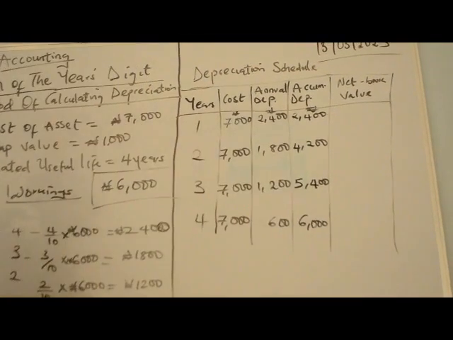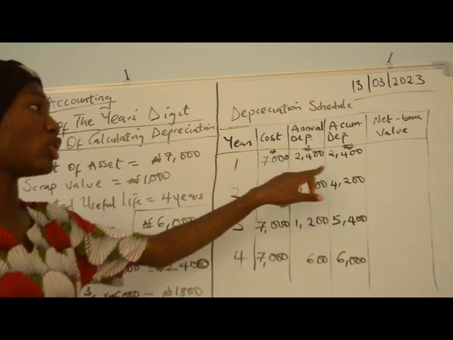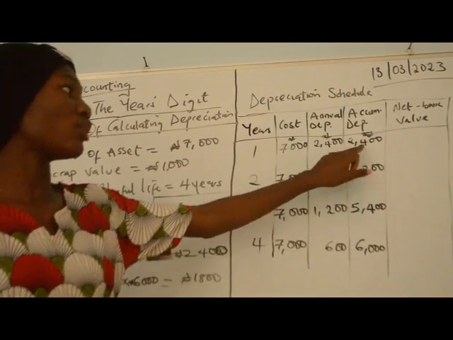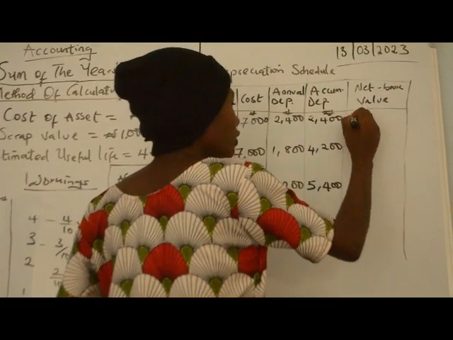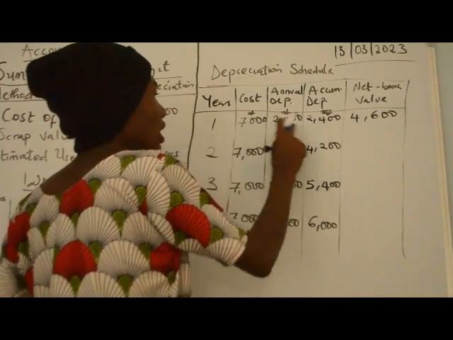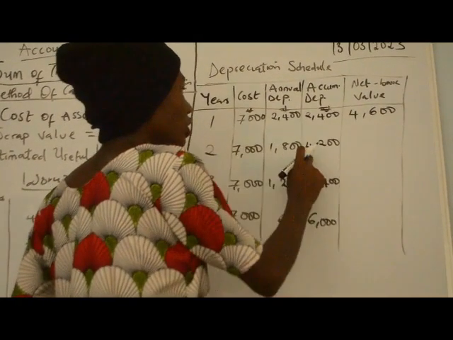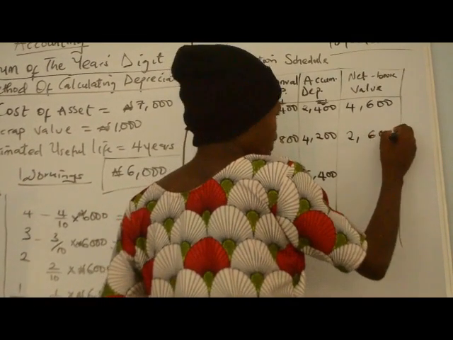Alright, so for our net book value, it is our cost of assets minus our accumulated depreciation. Okay, the cost of asset minus our accumulated depreciation. So for the first year, we'll be having 4,600. Okay, that's 7,000 minus 2,400. The next year it will be 7,000 minus 4,200, which will give us 2,600.